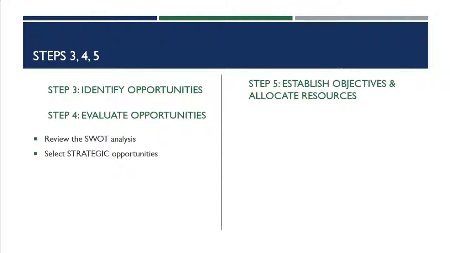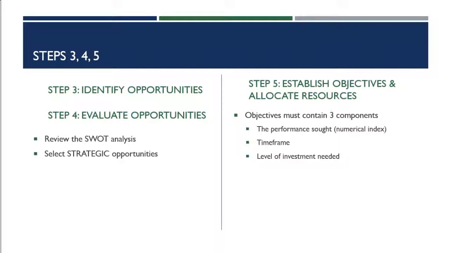So specific objectives are goals against which progress can be measured. And they have 3 components. The performance sought, which is a numerical index, which is generally we want to bring in $1 million in revenue. Right? That's what the performance sought. The second component is the time frame in which the goal can be achieved. Do you have a 1-year goal, a 5-year goal, a 20-year goal? And then the third is the level of investment needed to achieve this objective.